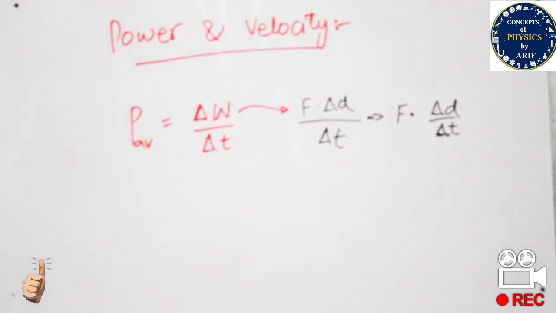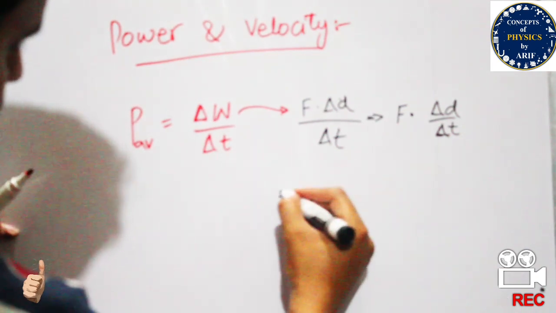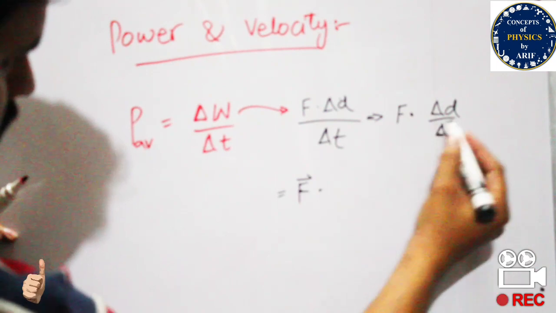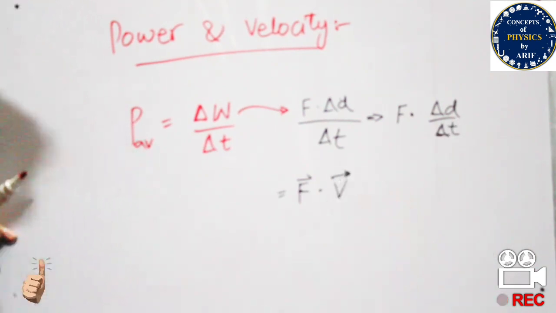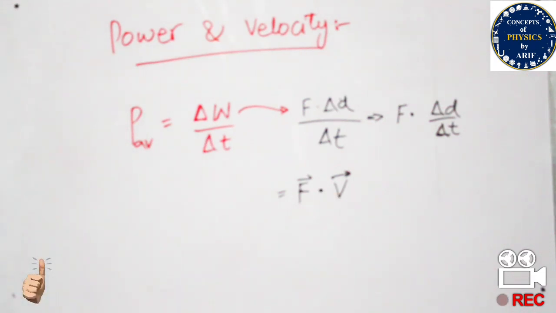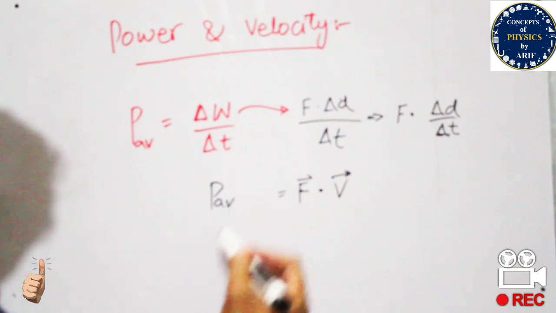We know that the time rate of change of displacement is known as velocity. So the power will be F dot V. In this case, force and velocity are vector quantities, but their dot product becomes a scalar quantity, or scalar number.